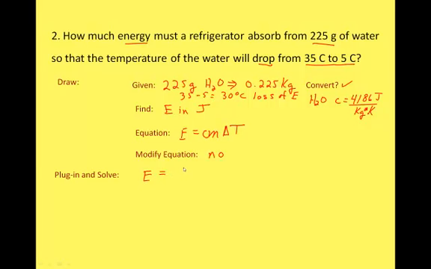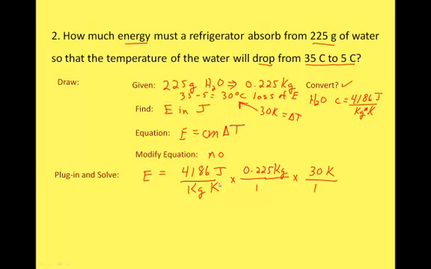E equals 4186 joules per kilogram K times, and the kilograms is 0.225 kilograms divided by 1 times change in temperature, and we're talking about 30 K, since this is the same right up here as a 30 K change equals the delta T. They're the same. So put that over 1, and so what do you end up with?